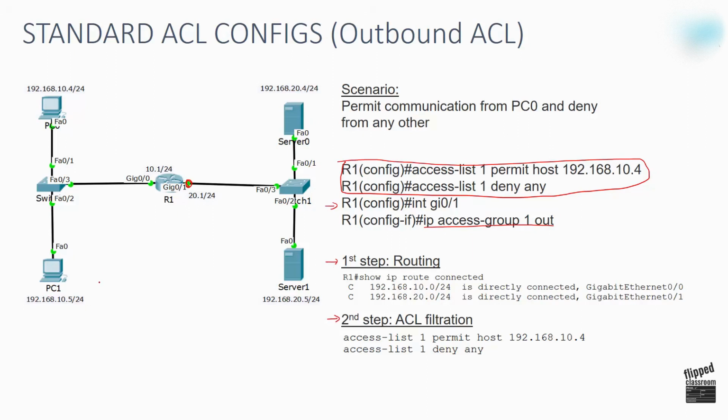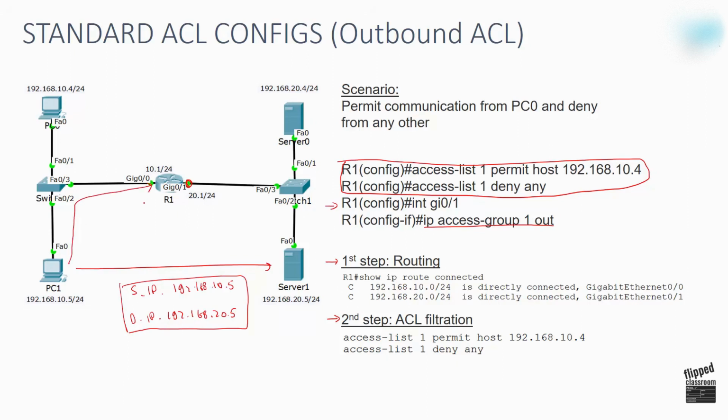For example, our packet from PC0 is going to server 1. The source IP address of this packet is going to be 192.168.10.5, whereas the destination IP address is going to be 192.168.20.5. After this packet enters the gigabit 0/0 interface, because we don't have any access list on gigabit 0/0, the router will make routing. It will search where to resend this packet, and it finds gigabit 0/1.